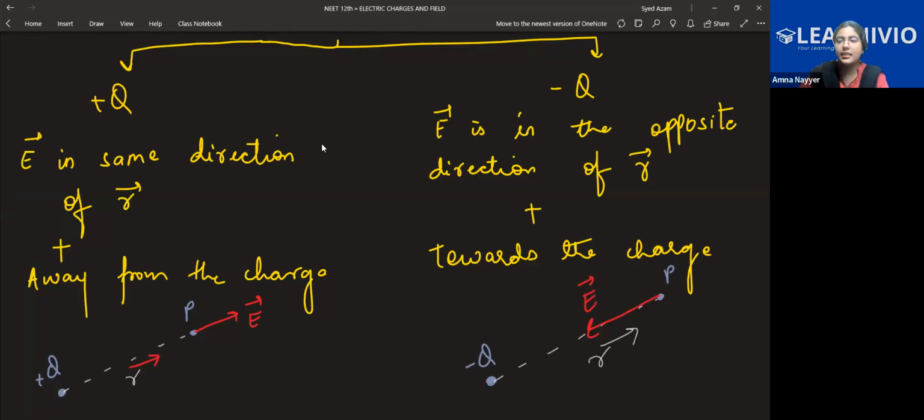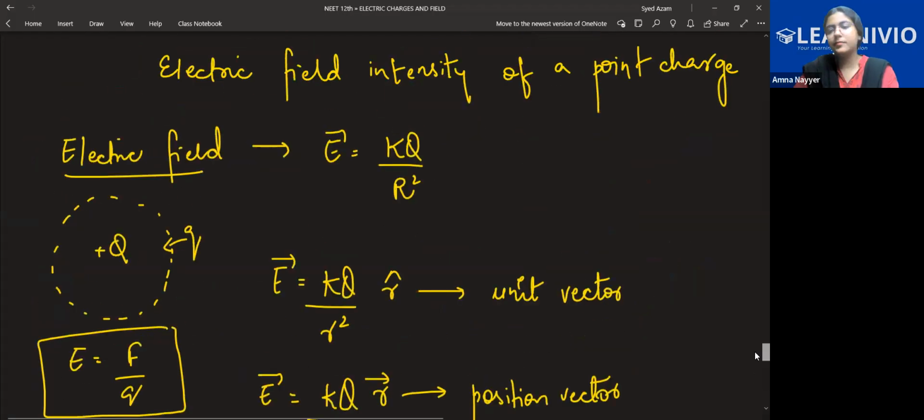Is that clear to both of you? Yes, ma'am. Jesleen, you understanding? Okay. All right then. If this is clear, first write it down. Please write it.